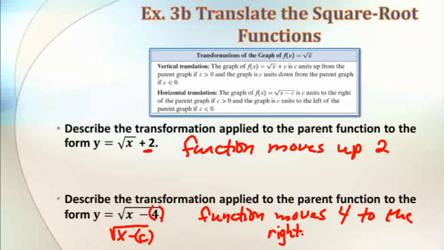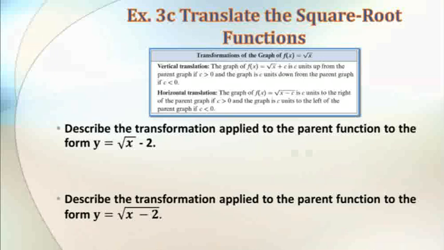Another way of looking at it would be, what's going to make this square root of 0? Well, this x right here would have to be a positive 4. So that would mean you have to move it 4 to the right. That's just another way of thinking about it. Example 3c, I'm going to have you try these two yourself for extra practice.